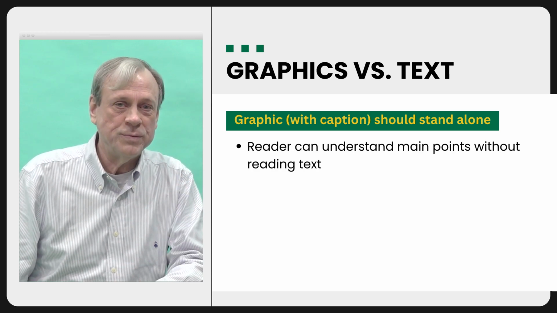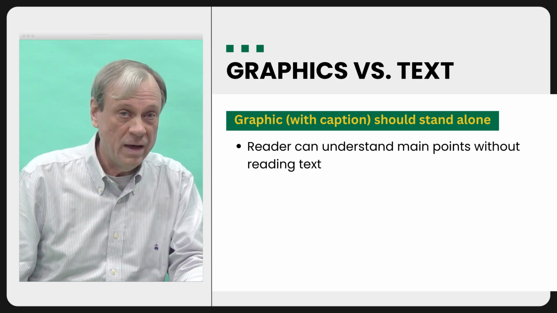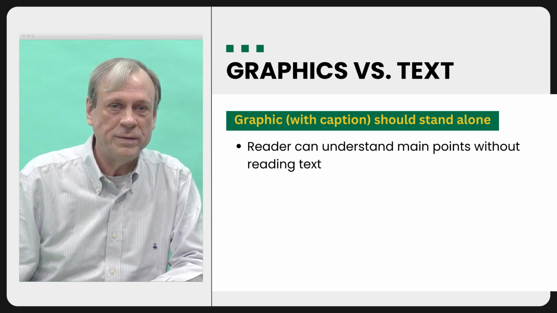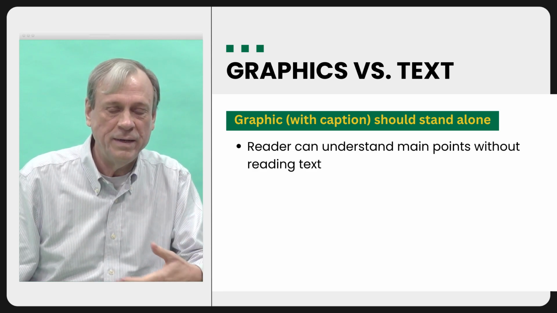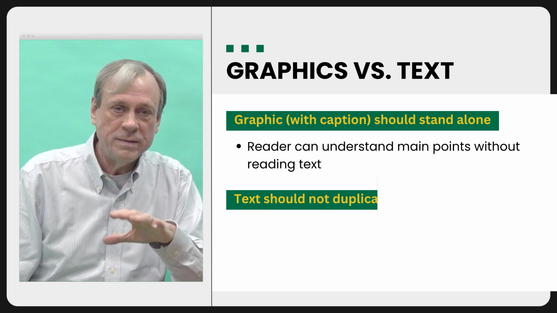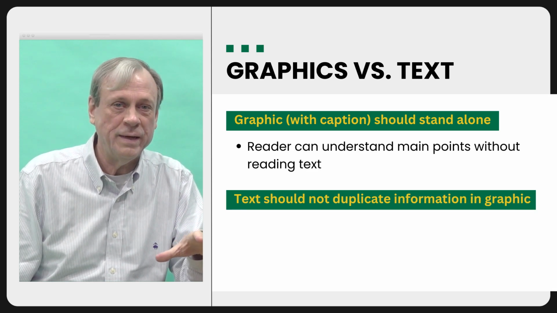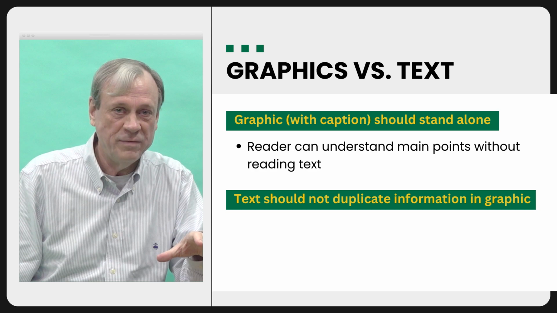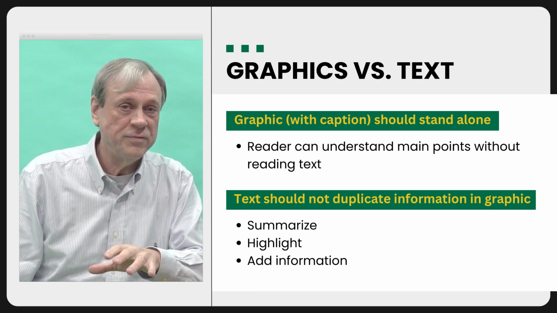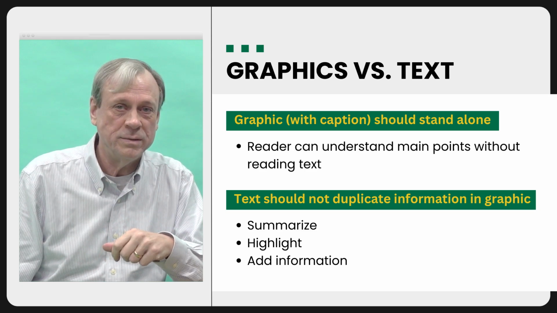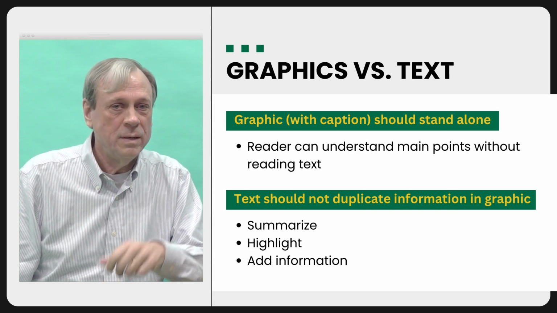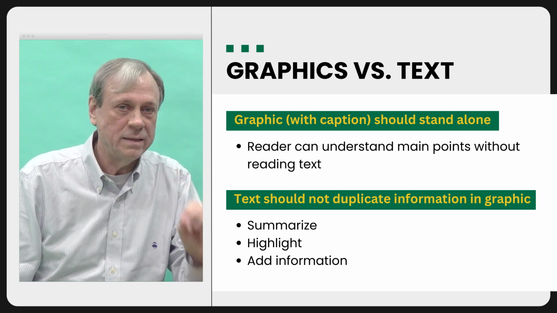An experienced reader should be able to look at the graphic and the caption and know basically what they are seeing. They should be able to identify the important points. On the other hand, the text should not duplicate the information that's in the graphic. It can summarize it. It can highlight different things to look at, as we mentioned in the last video. It can add additional information, but it shouldn't be exactly the same.